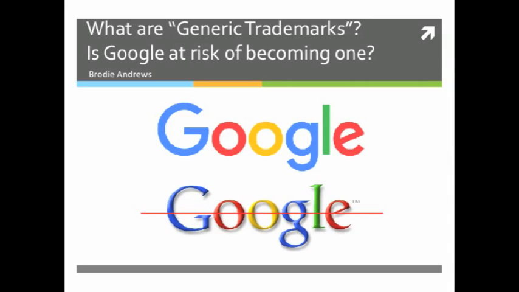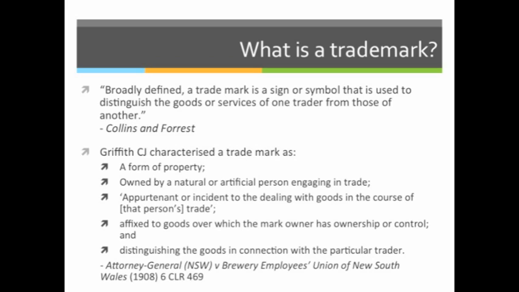Hello. In this video, we will be discussing what a generic trademark is and whether Google's trademark is at risk of becoming one. But first, we'll briefly look at what a trademark is. Collins and Forrest state that, broadly defined, a trademark is a sign or symbol that is used to distinguish the goods or services of one trader from those of another.